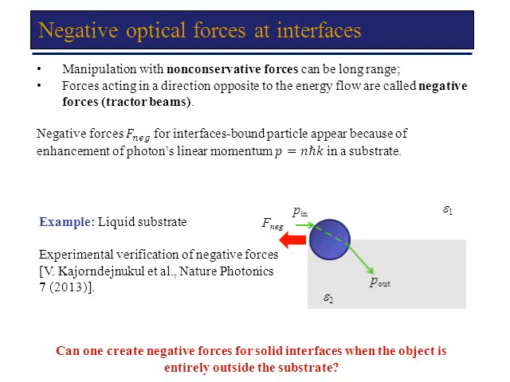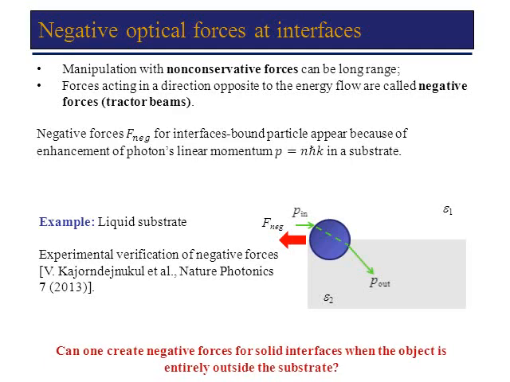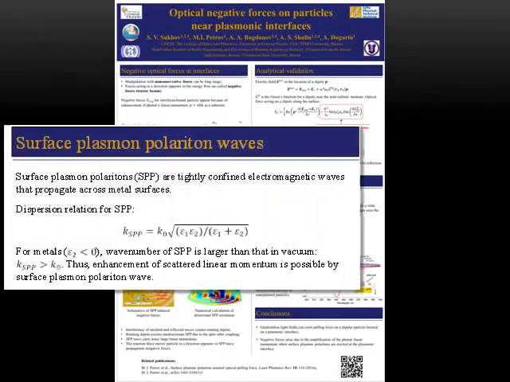The question is, can one create negative forces for solid interfaces? The proposed solution is based on surface waves, namely surface plasmon polaritons. These waves exist on metallic interfaces when the dielectric permittivity of the substrate is negative. The wave number of surface plasmon polaritons is larger than that in vacuum. Thus, if we convert scattered light into surface plasmon polariton waves, we can increase the optical momentum.